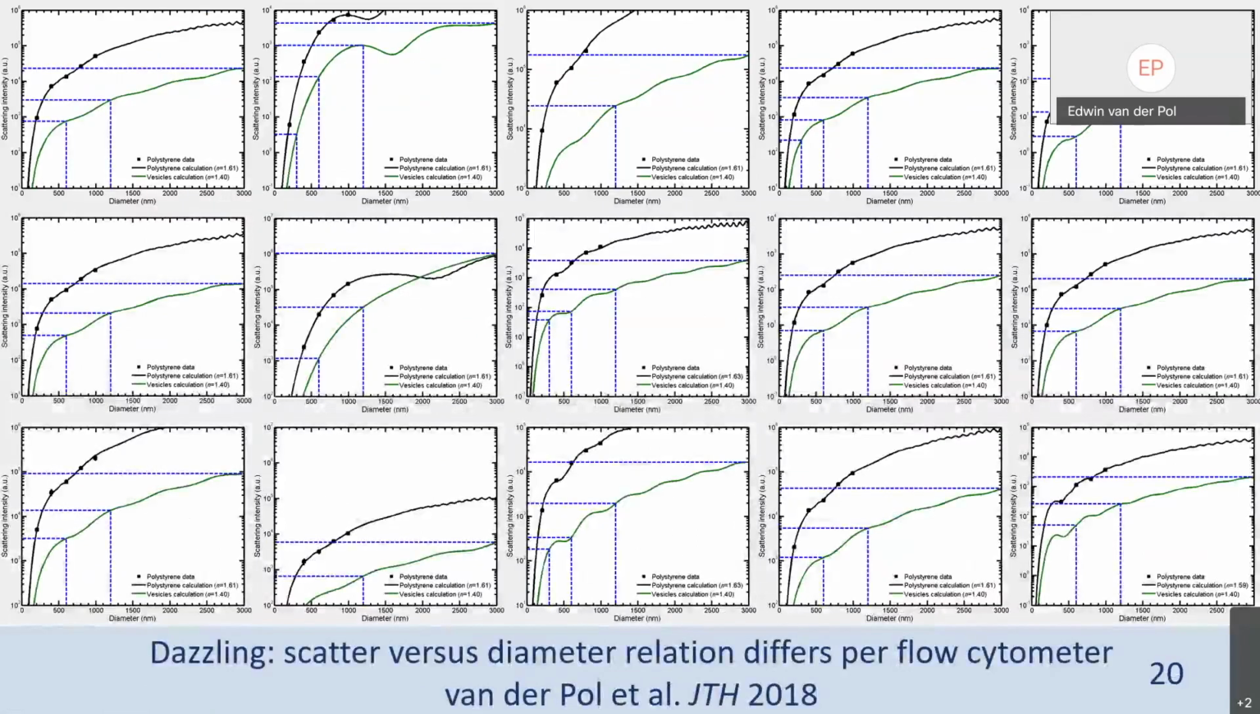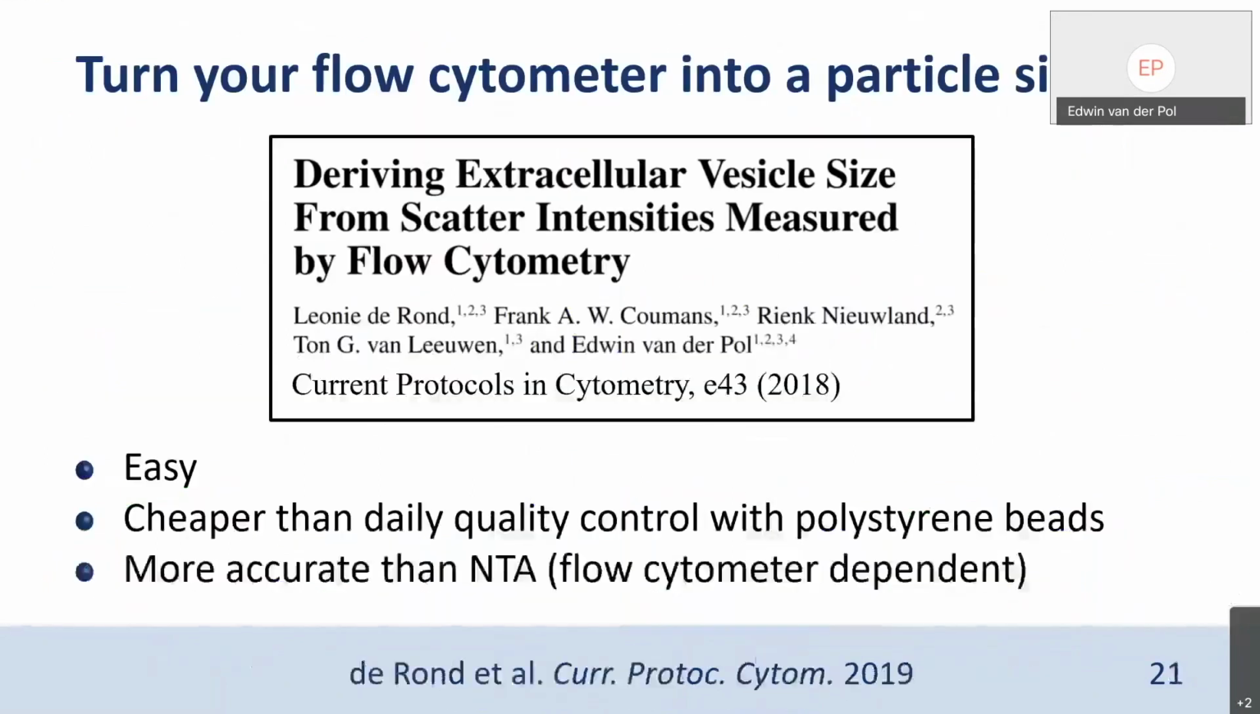Just to convince you that it's really different for every flow cytometer, you see here 15 different scatter to diameter plots, which we measured in a standardization study. Please don't look at the details, just generally all the plots are different. So polystyrene bead gates are really tricky. So is it hard to turn your flow cytometer into a particle sizer?